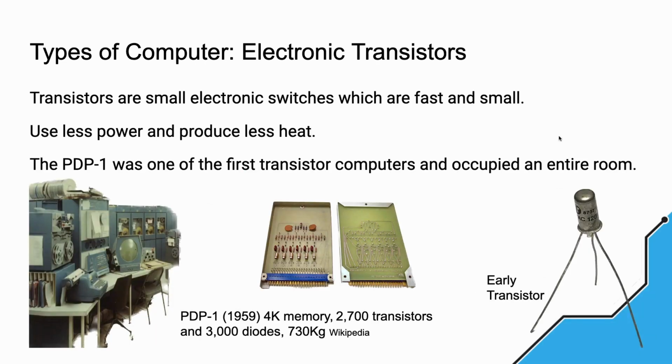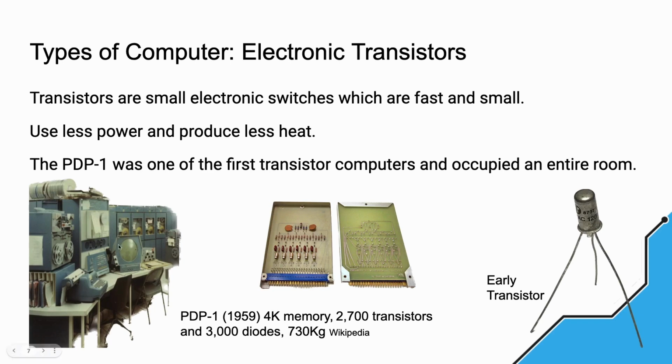The next type of computer uses electronic transistors. And what these are, very small, fast switches. And this is one shown on the right, shown about 5 or 6 times its normal size. And what this meant is that you could fit a lot more electronics into a much smaller place, use less power, and generate a lot less heat.